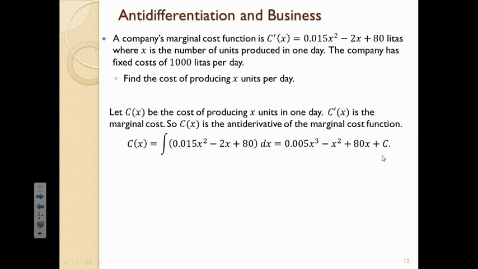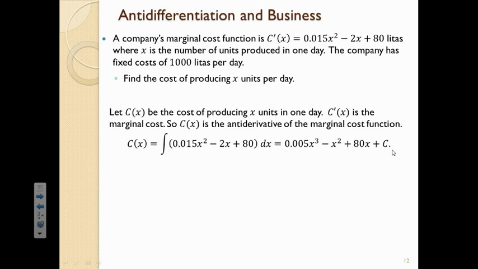Remember to add plus C. Now, we actually want to find the cost, and we know what the fixed costs are. Well, then don't we have a point on the antiderivative, on the cost function? Remember from an earlier lesson what fixed costs are? Well, our fixed costs are the cost that we have before we've produced anything for that day. The cost of rent, electricity, that kind of thing. Well, that means that we haven't produced anything yet.